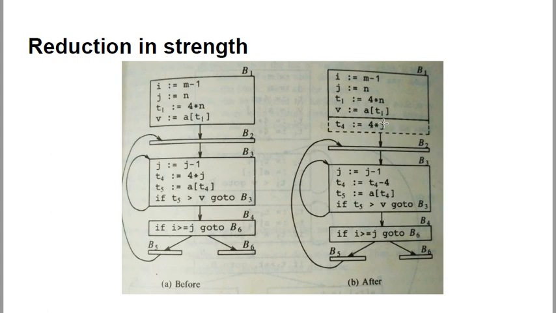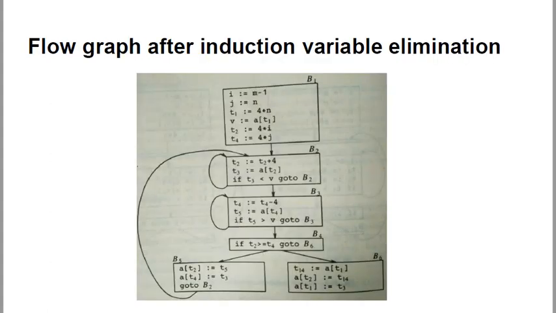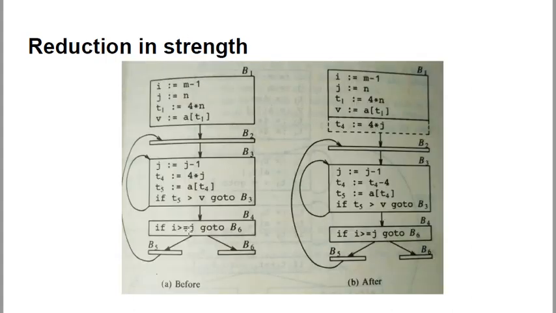So the replacement of a multiplication by a subtraction will help us speed up the object code if multiplication takes more time than addition or subtraction. Now let us understand what is meant by induction variable. After reduction in strength is applied to the inner loops around B2 and B3, the only use of I and J is to determine the outcome of the test in block B4, if I is greater than or equal to J.